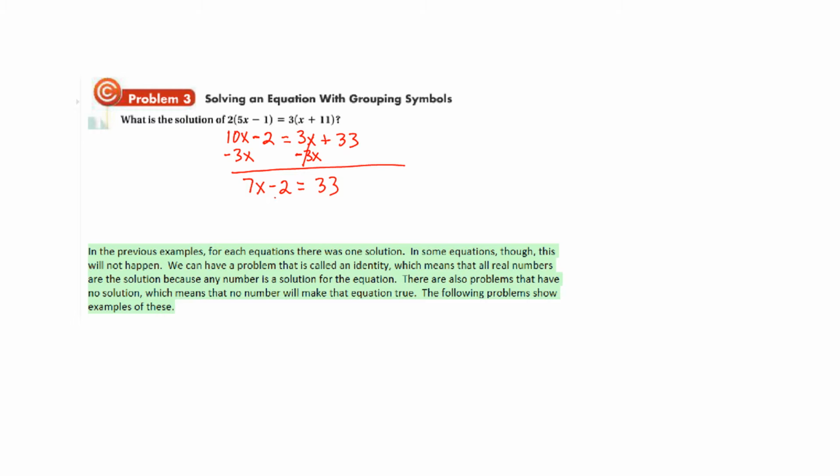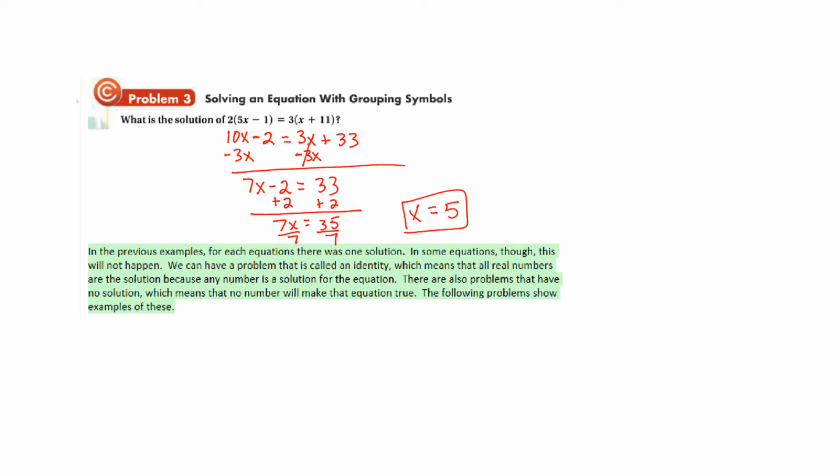Then I get my constants on the same side. So the inverse of minus 2 is plus 2. So I get 7x equals 35. The inverse of multiplying by 7 is dividing by 7. So divide both sides by 7. And I get x equals 5. So my solution here would be x equals 5. And then I could quickly check it, either in my head using mental math or by using my calculator.